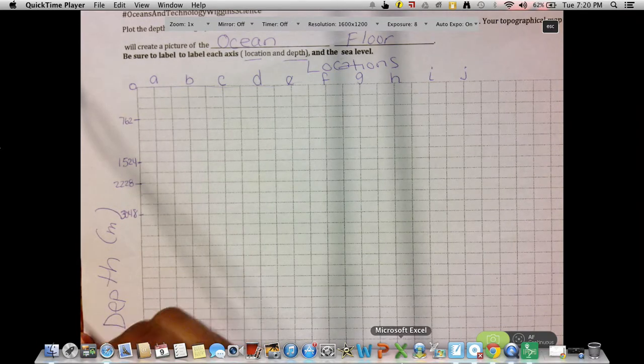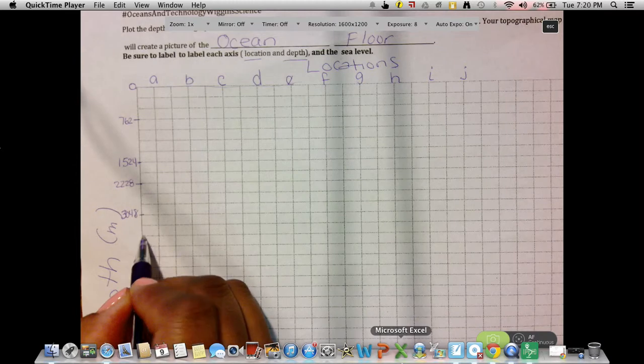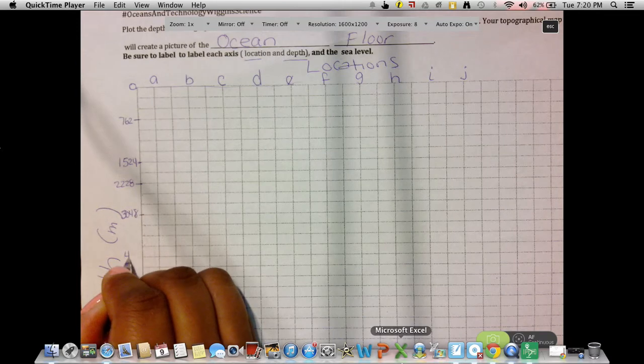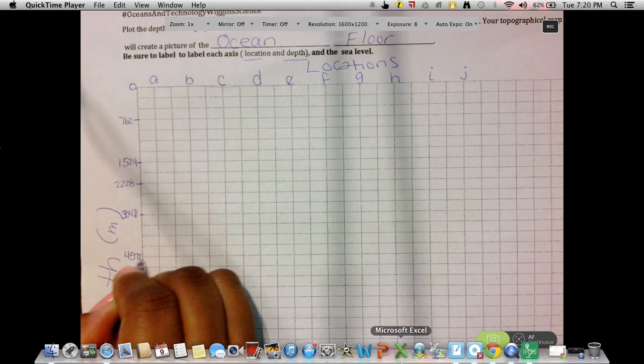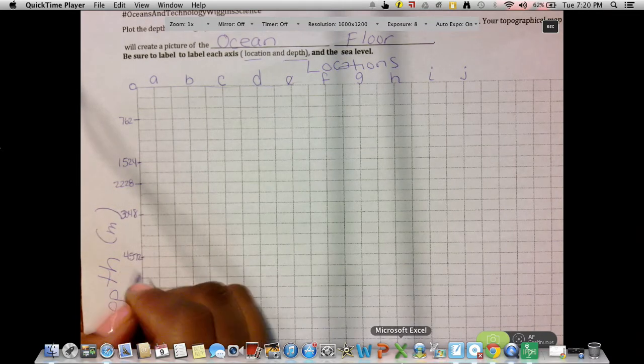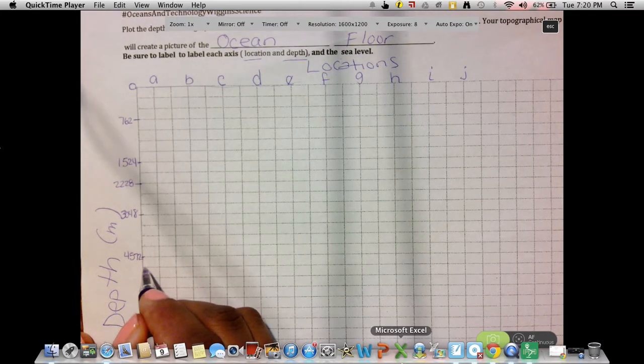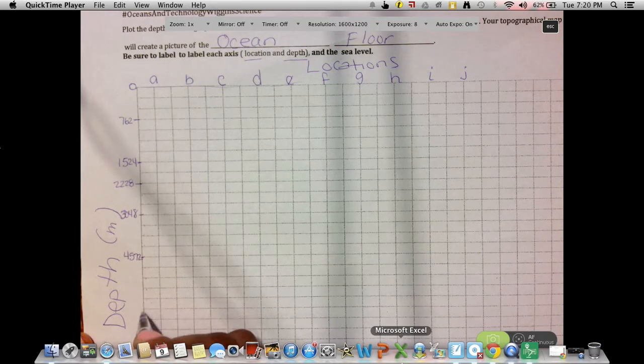My next one is 4,572, so maybe I'll skip another 2, maybe 3 lines, 1, 2, 3, and put this here. And then I have one that's 6,096 meters. So I'm going to skip 1, 2, 3, 4, 5 and put that here.